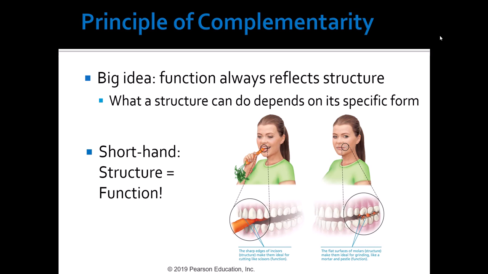A shorthand way of looking at the principle of complementarity is that structure equals function, or form fits function. And everything that we look at in anatomy and physiology is dependent on this principle. It's definitely one of the things that girds all of what we learn in anatomy and physiology. Another really good example is your lungs. So the primary function of your lungs is to take in oxygen, release carbon dioxide.